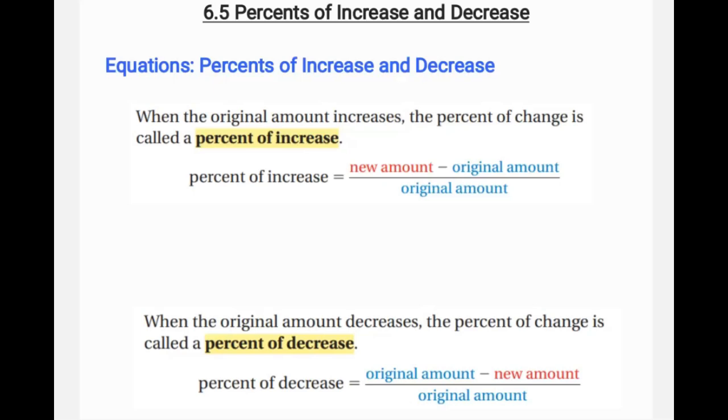This lesson's on 6.5, percents of increase and decrease. There are two equations that you'll need to write down. One is the percent of increase. Percent of increase is new amount minus the original amount divided by the original amount.